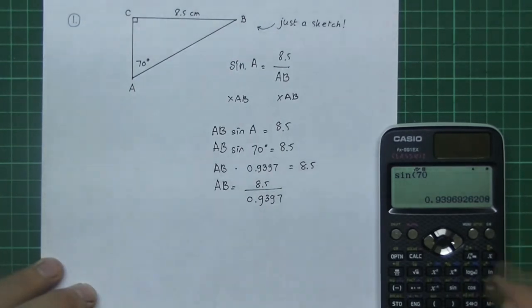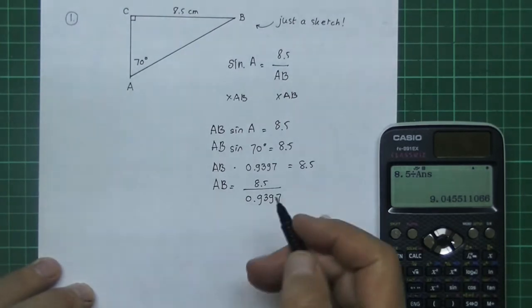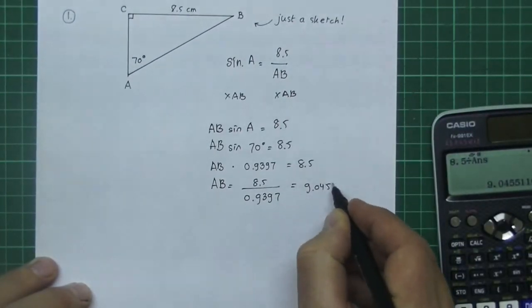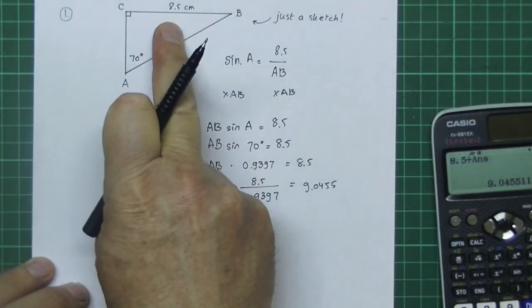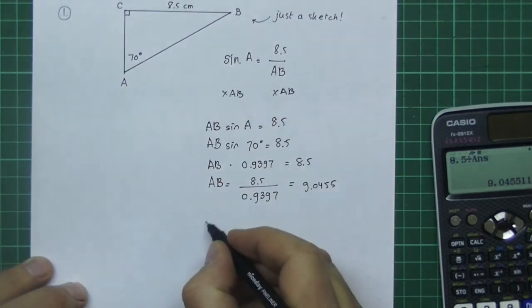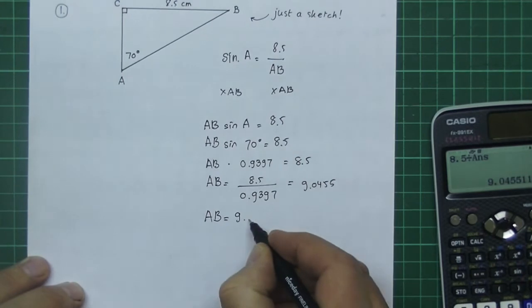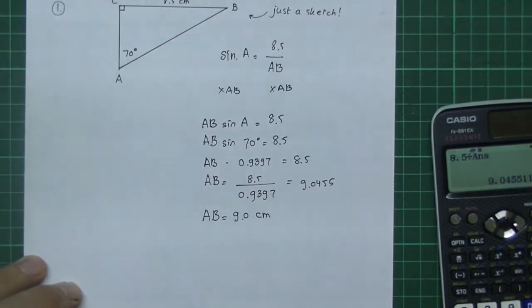So I will do 8.5 divided by the previous answer, and so that means that AB is 9.0455. Of course, I will round it because this one is given in millimeters accurate, so AB I will give also in millimeters accurate. So it's actually 9.0 centimeters. All right, so now we got AB.